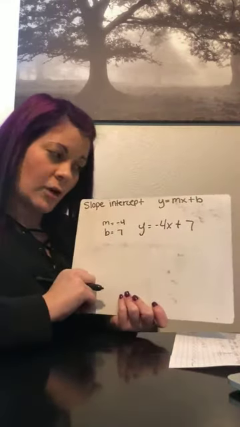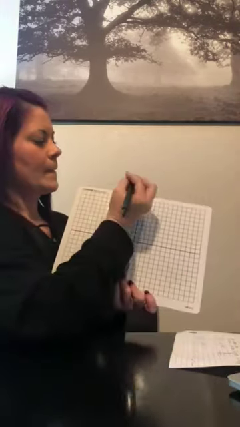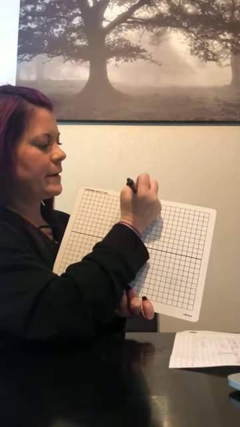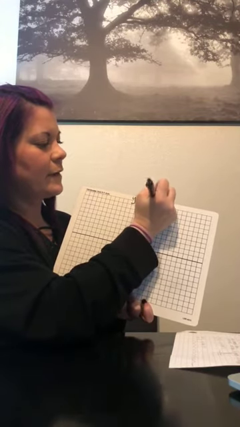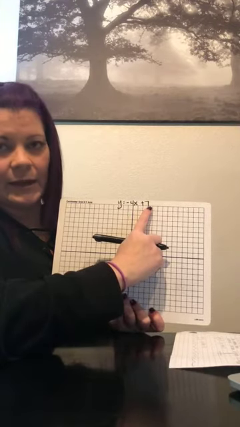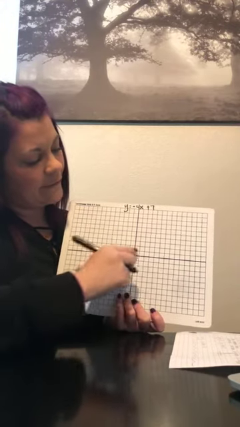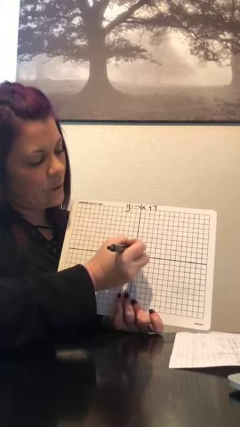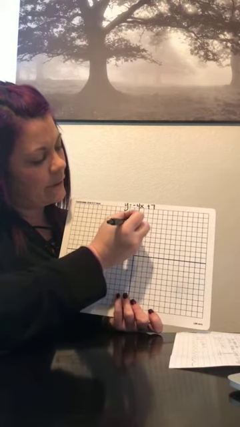So if I wanted to graph that, I'm going to write the equation up here. y equals -4x plus 7. I can graph my y-intercept first. This means that it intersects the y-axis at 7. So here's my origin, go up 7: 1, 2, 3, 4, 5, 6, 7.